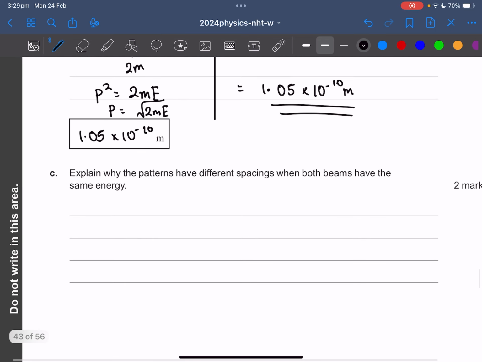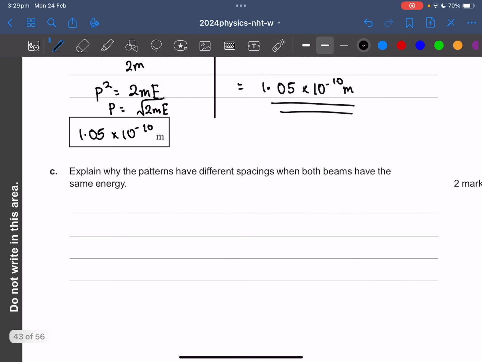Okay, explain why the patterns have different spacing when both beams have the same energy. Well, the spacing is dependent on the wavelength, right? And the wavelength is determined by momentum. Just because energy is the same doesn't mean momentum is also the same. So because of different momentum, we have different spacing. Okay, so let us write that down.